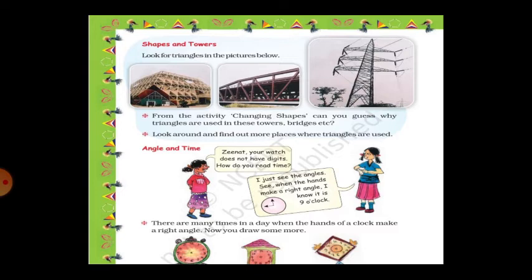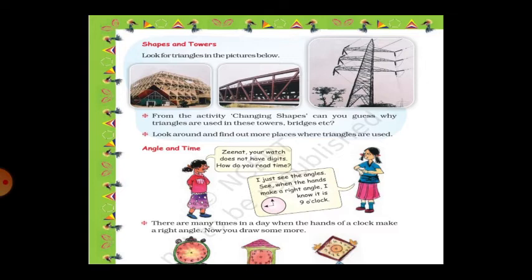Shapes and towers. You can observe in this tower, in these three pictures. Look for the triangle in the pictures below, right? See, triangles are made in it. See, so many bridges are constructed using triangles. Why, in bridges and towers and buildings? Because the triangle shape cannot change its shape.